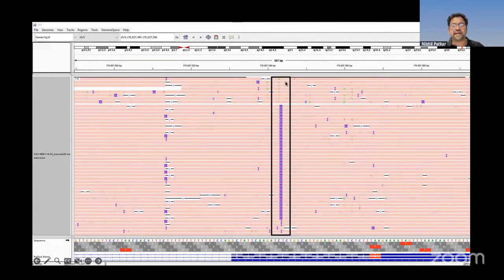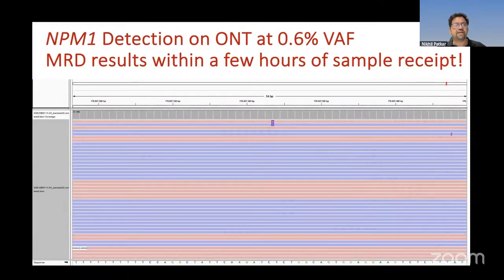You can see a true NPM1 mutation here in this black box, which is a 4 base pair insertion. But there are several other errors present in the background. Those dashes and blue squares that you see are not really supposed to occur. So to get rid of them, we use something called error correction.